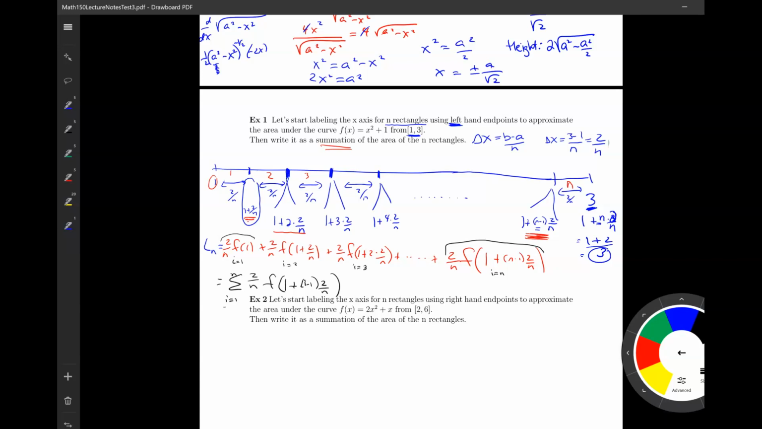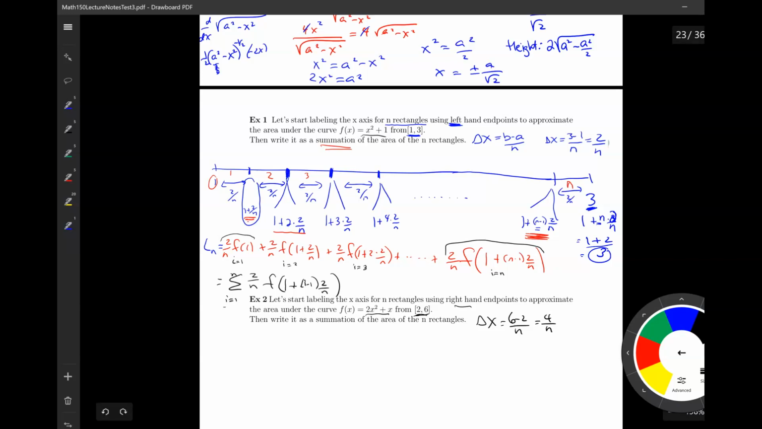All right, so let's do this again. The function's changing. Where we're beginning and ending is changing. We're using right-hand endpoints. So there's quite a bit in common, but there's lots different. All right. Always start with the delta x. So the delta x is b minus a over n. So 4 over n is your delta x.